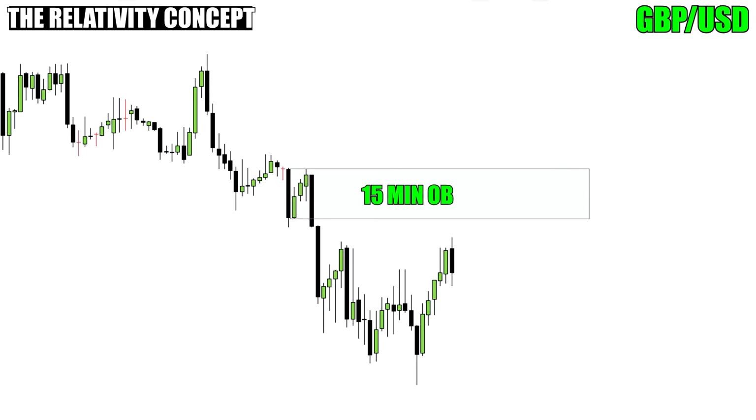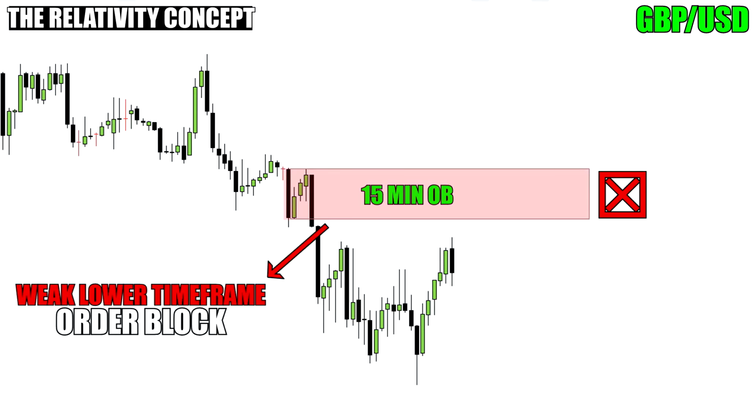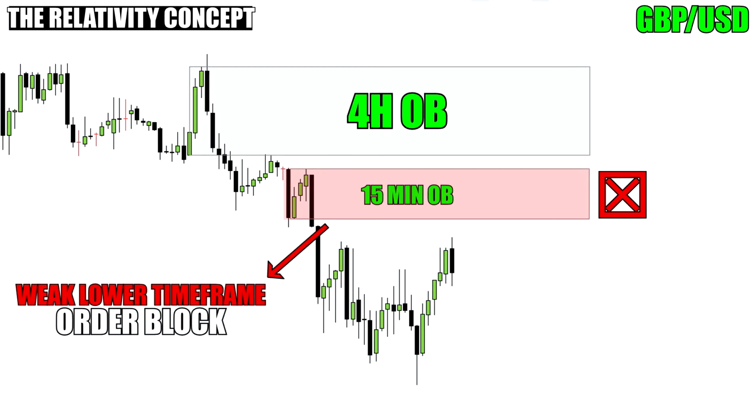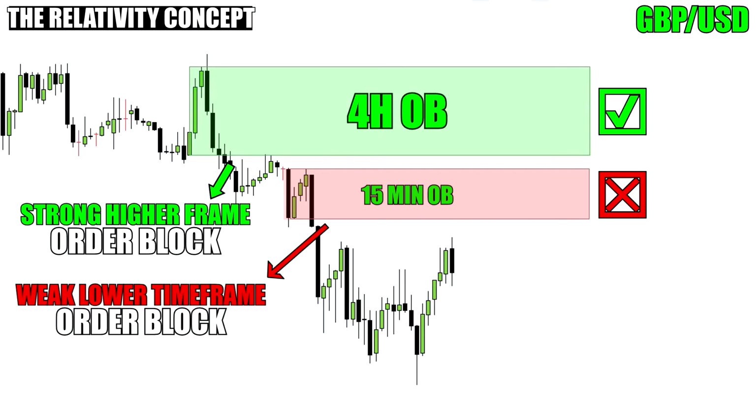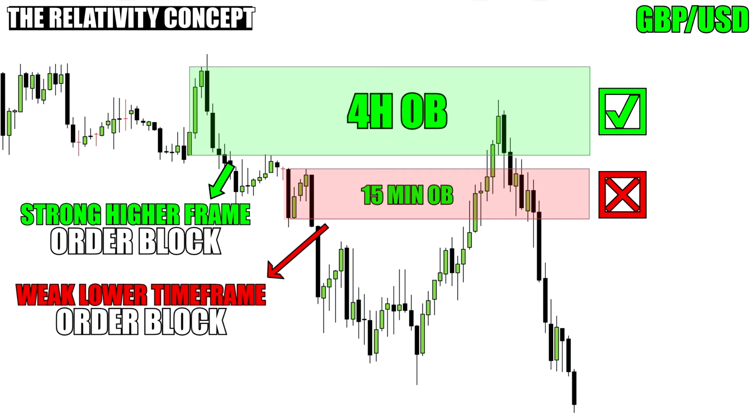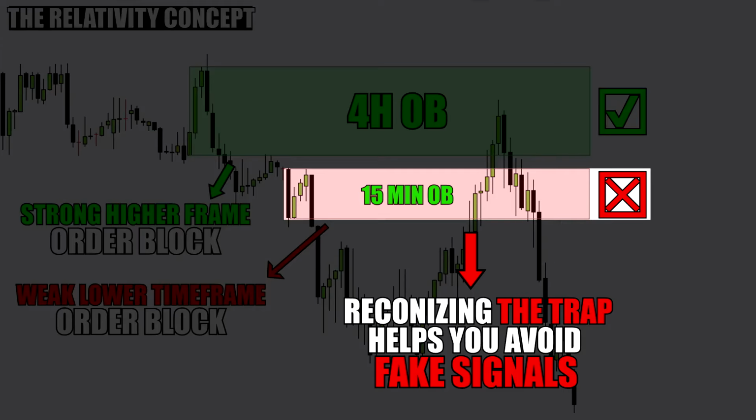Because without that higher time frame confirmation, a 15-minute order block is weak and unreliable. There's actually a 4-hour order block directly above it, which carries more influence over price. So if price pulls back, it's more likely to retrace into the 4-hour block rather than the smaller 15-minute one. And especially after a fair value gap forms, the retracement will often aim for that stronger, higher time frame zone. Recognizing this helps you avoid chasing weak signals on the lower charts.